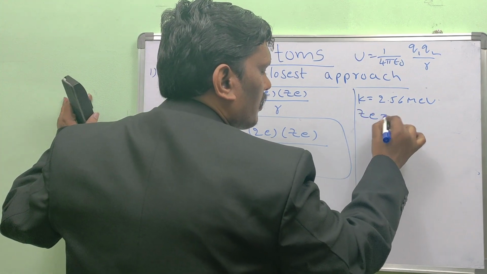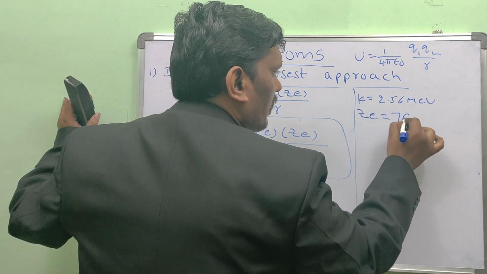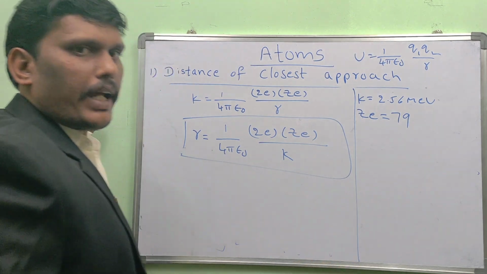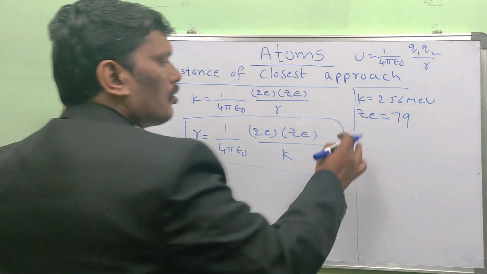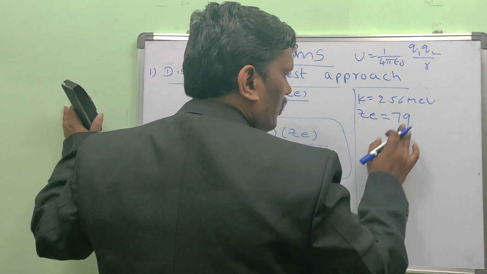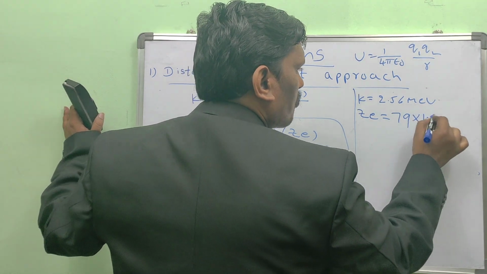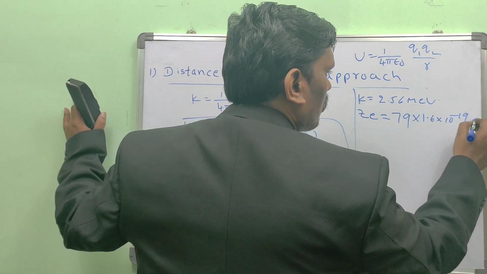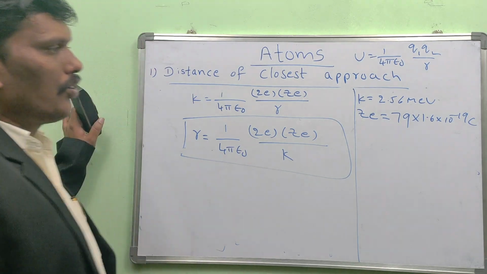Then what is the ZE? Gold nucleus means Z is 79 for gold. He will give in the bracket the atomic number for Z. So Z for the gold nucleus is 79, and what is E? 1.6 into 10 to the power of minus 19 coulombs. This is the charge of the gold nucleus.